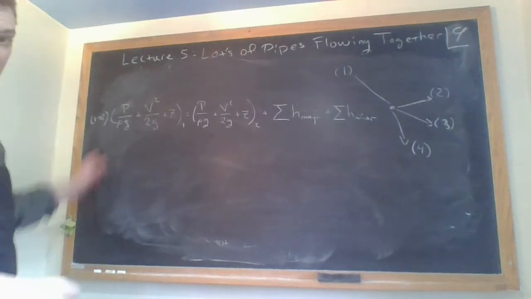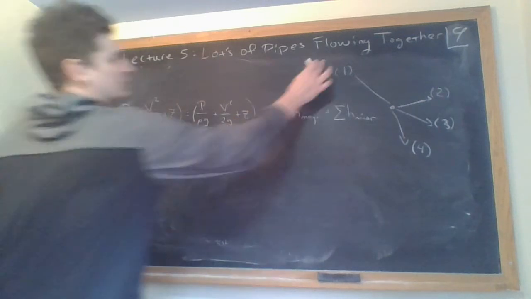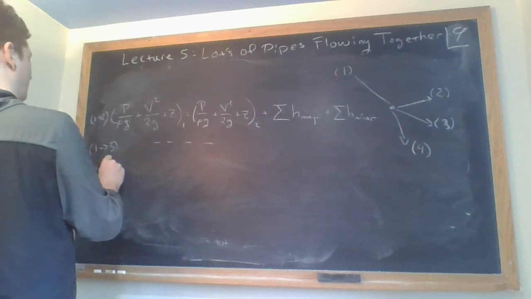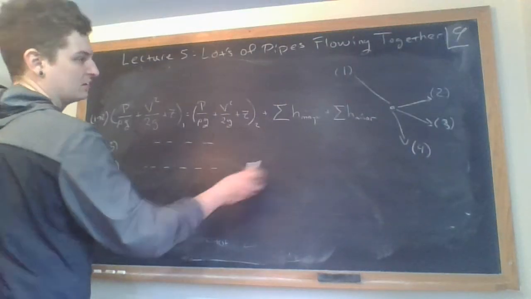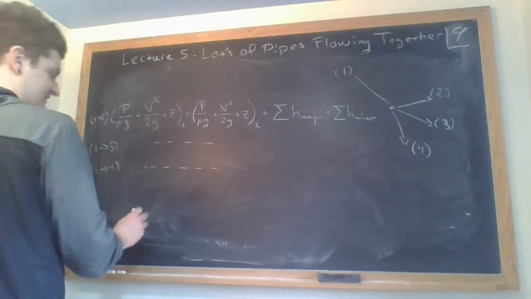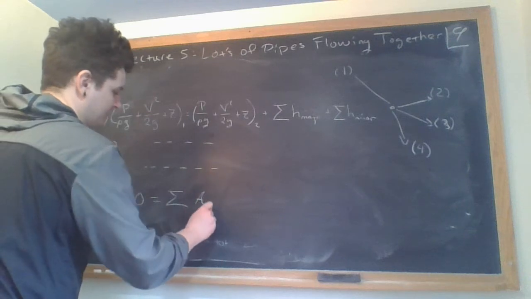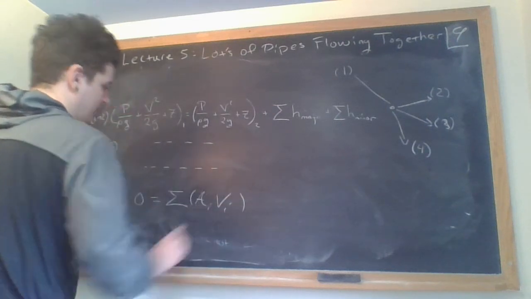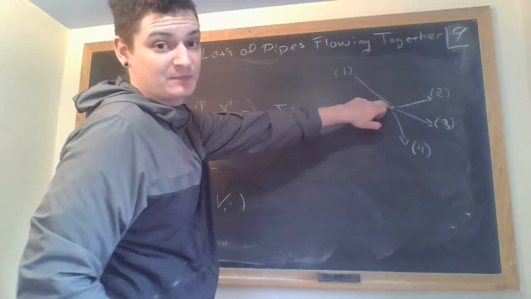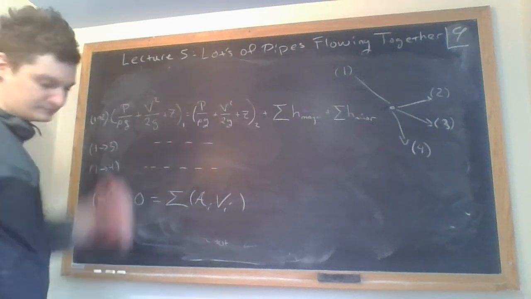1 to 2. I could write the same one down going from 1 to 3. And then I would have the same equation going from 1 to 4, from here to here. And then the one equation you have left is the flow rate, and I'll write it in terms of this now, right? All the flow rates at this point have to equal 0. So this is just my 4th equation.